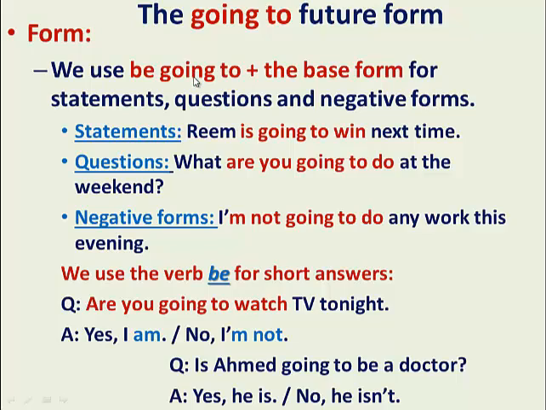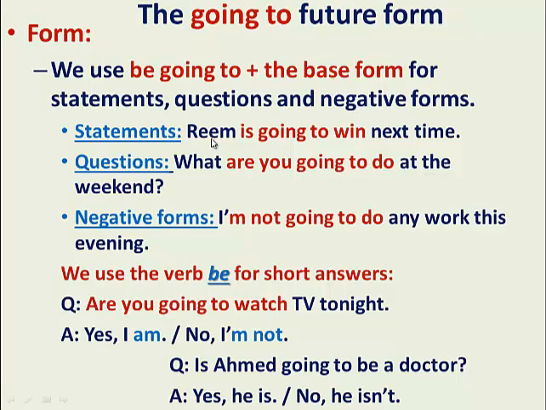Now, the second form is called the going to future form. We use the verb be followed by going to followed by the base form of the verb for statements, questions, and also in the negative forms. For example, in statements, Reem is going to win next time. So notice that I use the verb be in the simple present tense. And the verb be should agree with the subject.